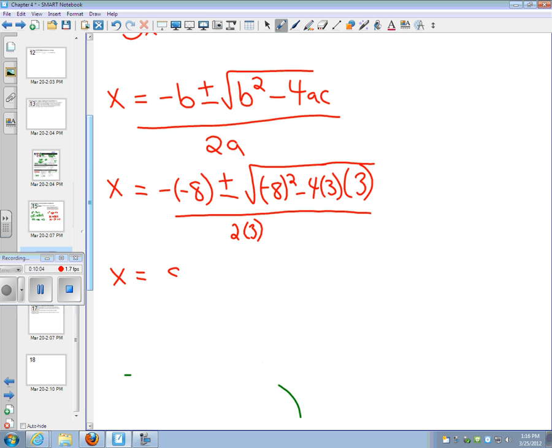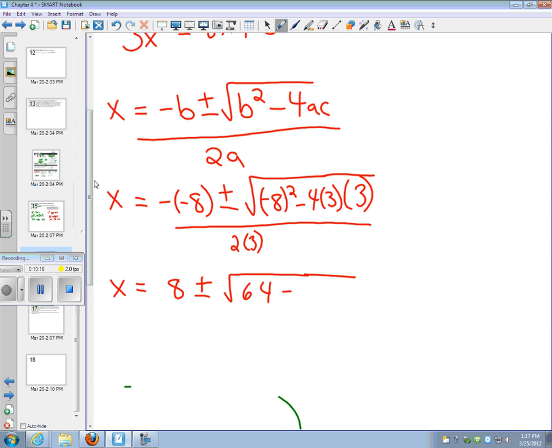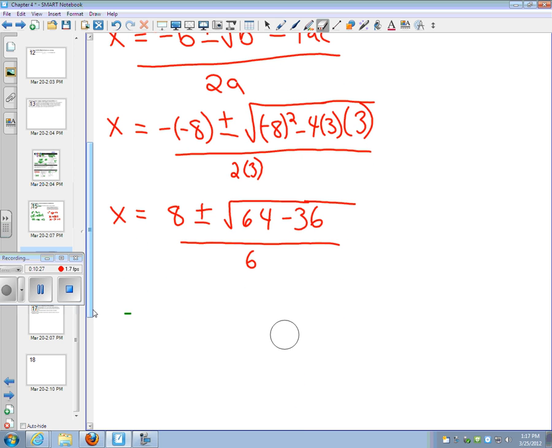Now I'm just doing algebra. X is equal to 8 plus or minus the square root of 64 minus 4 times 3. Did I do that right? Are there two 3's in here? Oh, there is. Okay, 4 times 3 is 12. 12 times 3 is 36, all divided by 6. So now all I'm going to do here is simplify 64 minus 36. Okay, so that's 28.